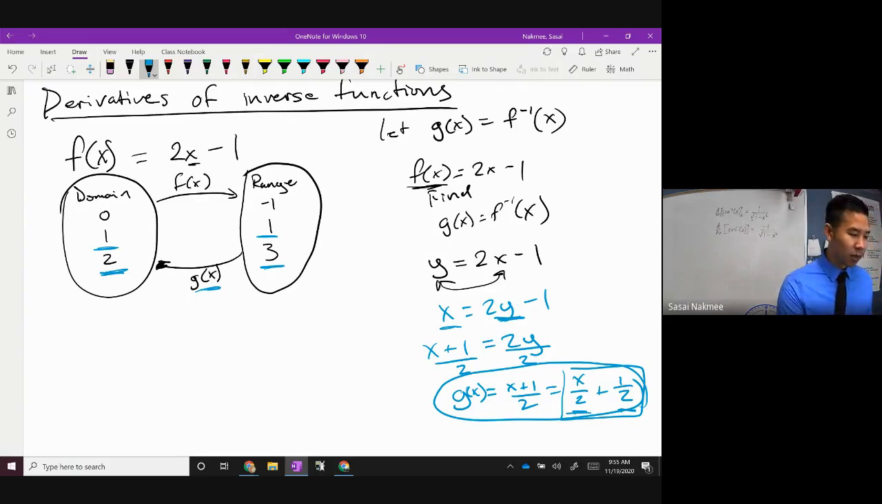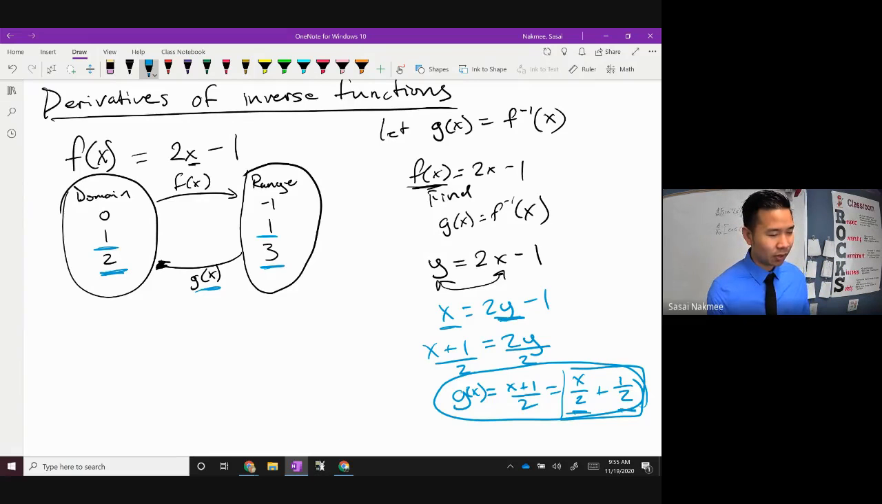Now, here's the thing, though. This isn't calculus, by the way. This is all Algebra 1 stuff. This is stuff that you should have learned in your IM1 class or at least your IM2 class or 3.